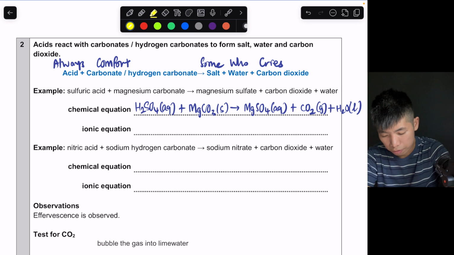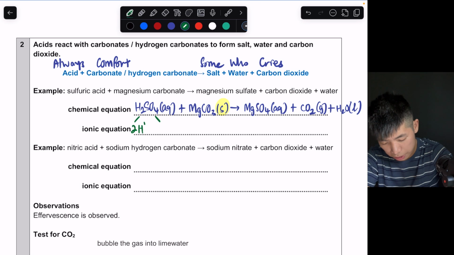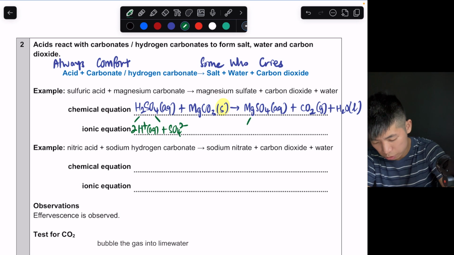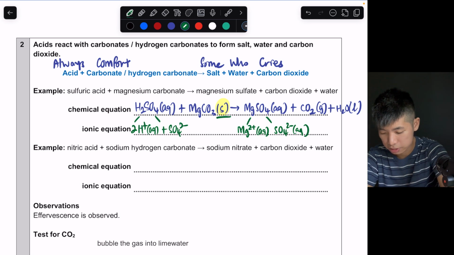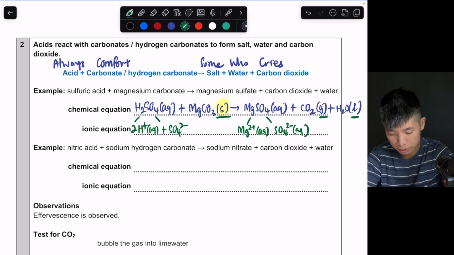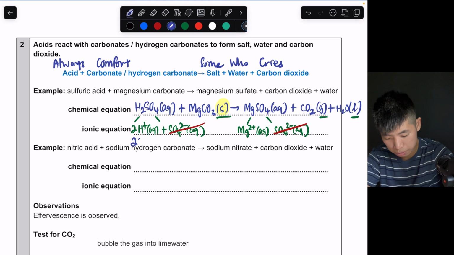Alright, take note that magnesium carbonate is insoluble in water, so I put the solid state symbol. This one you can split into 2H plus and sulfate. This one you split into Mg2 plus and sulfate. The rest you don't need to split because they are solid, gas, and liquid. So only split the aq, which means I only need to cancel this and this. So my final answer becomes.